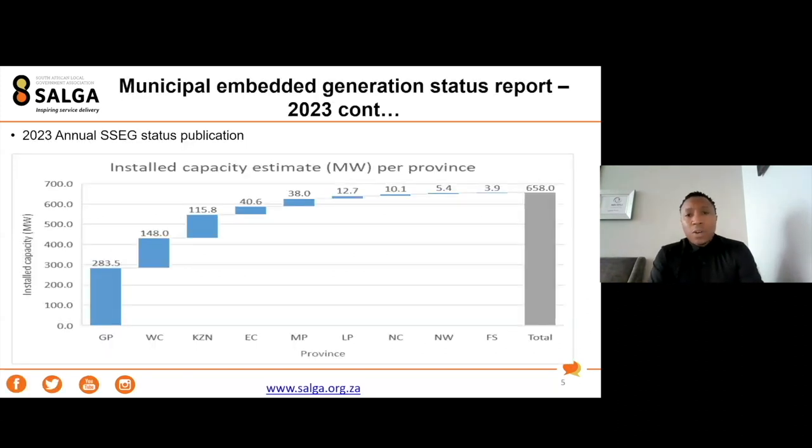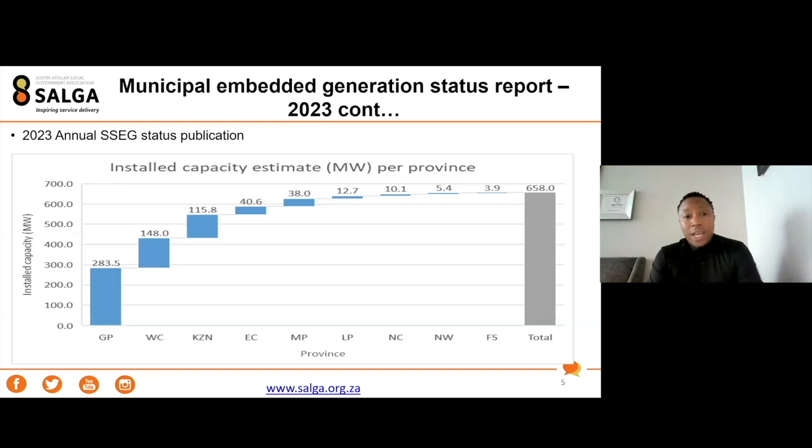So if you look at the latest embedded generation in the country, and that is just household, we are sitting at about 658 megawatts, and I can tell you now, I don't believe this is true. I know there's a lot of customers who are not registering their systems and they are not providing the data to municipalities. And as a result, my statement is that we have to educate customers so that they understand the importance of registering their systems, the safety issues around it, and even their benefits, especially when we're going towards participating in the markets.